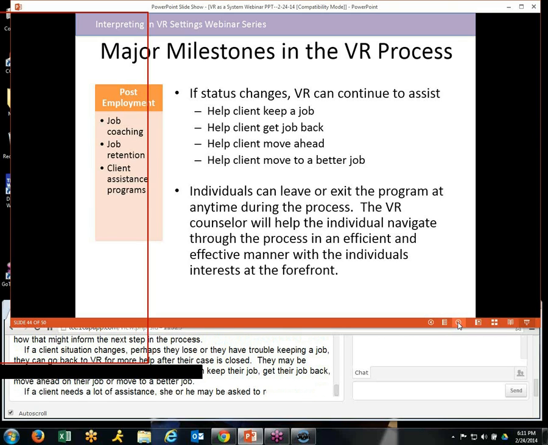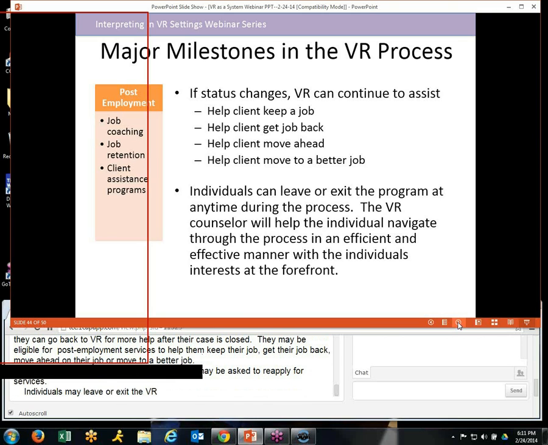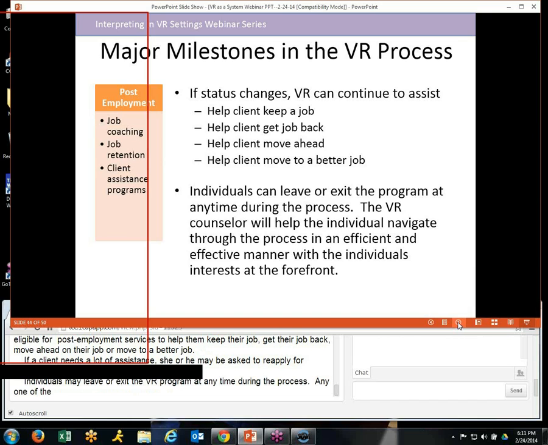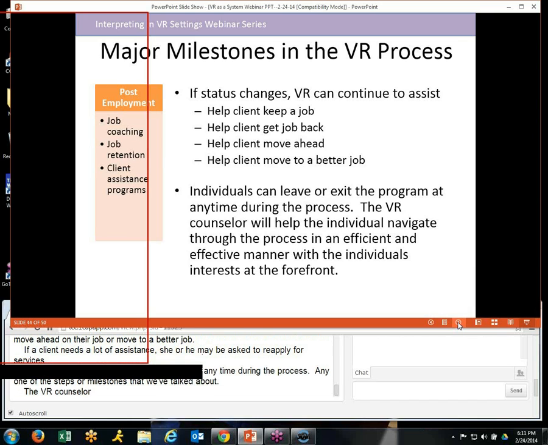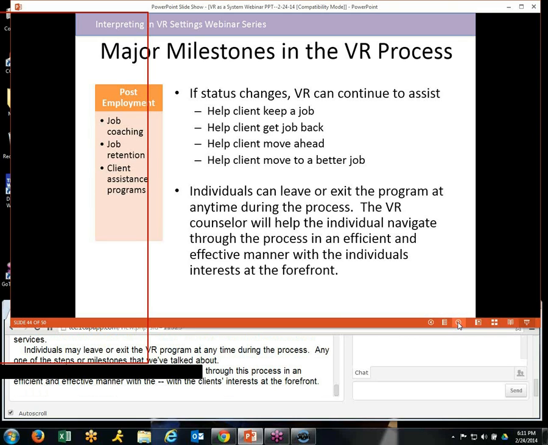Individuals may leave or exit the VR program at any time during the process, any one of the steps or milestones that we've talked about. The VR counselor's job is to navigate individuals through this process in an efficient and effective manner with the client's interests at the forefront. Next slide.